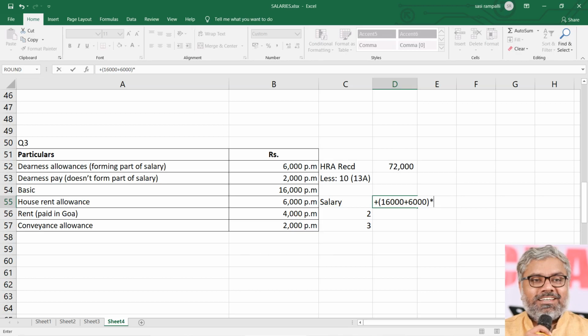If it is not there, not there. But since these are only monthly, annually the salary would be 2,64,000 rupees. So that is the salary for the purpose of computation of HRA.